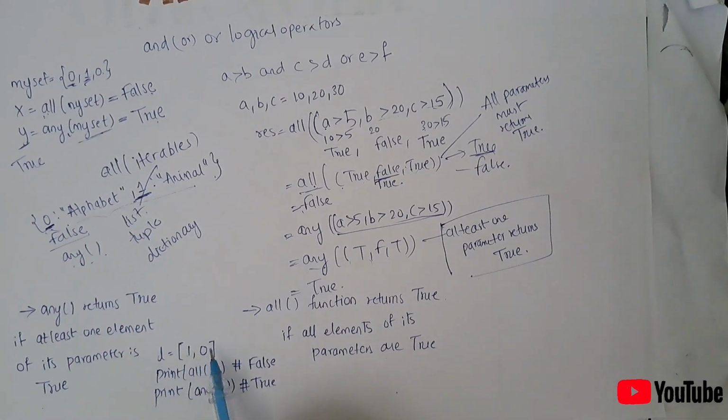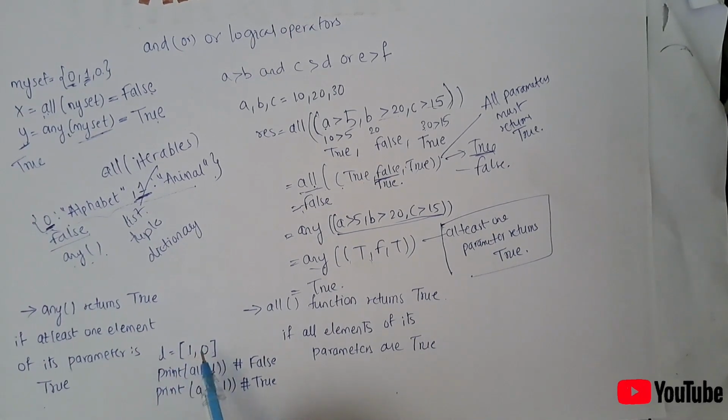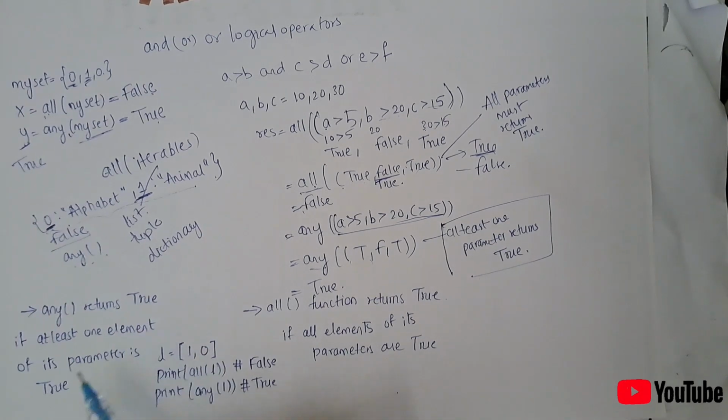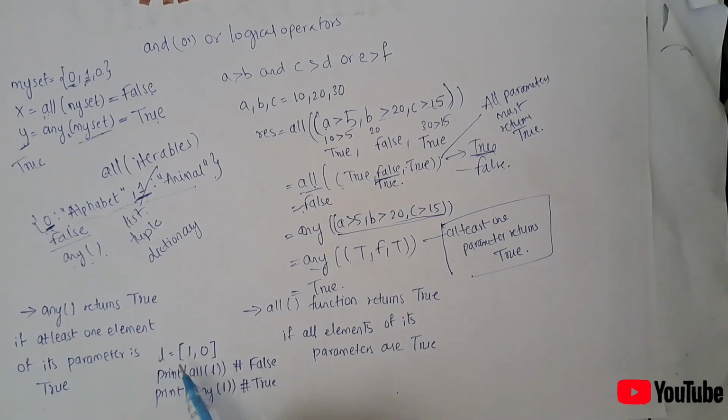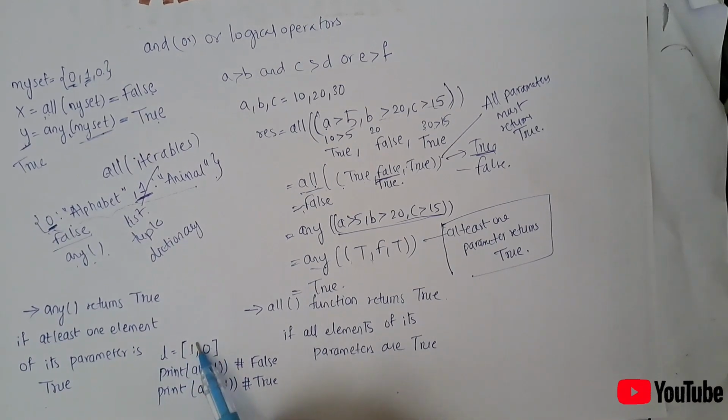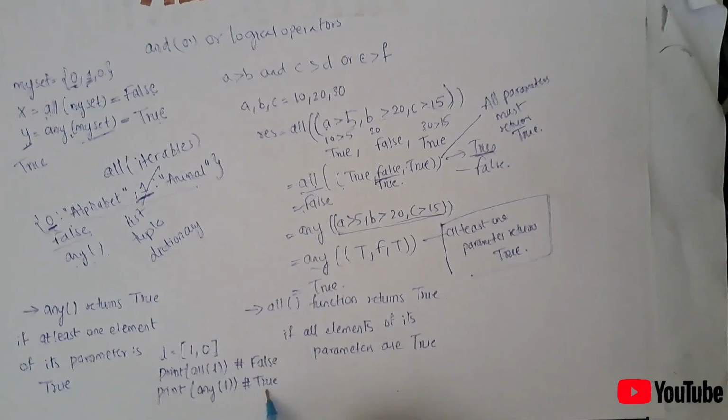The parameter will be considered as a list, and the elements are 1 comma 0. For the any function, at least one element of this parameter should be true. So for any function with 1 comma 0, here 1 is true, which means it will return true.